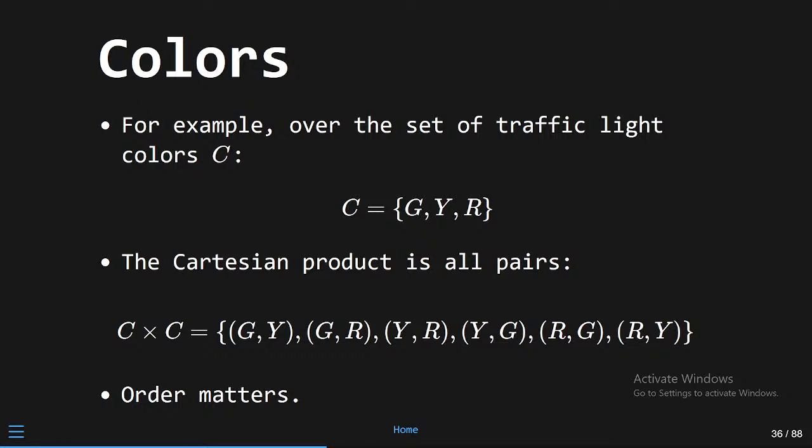So we take a set. I'm going to call it the set of colors C, and it's G, Y, R. No order, right? That could look like it's ordered. It's not. It's at least not alphabetical. The Cartesian product is the set of all pairs. 3 colors, 6 pairs, all directions.